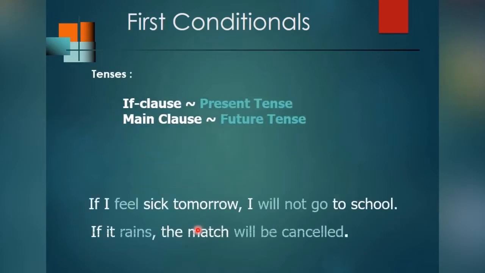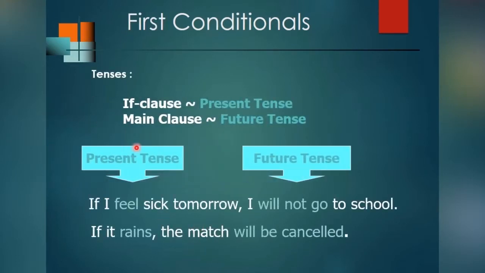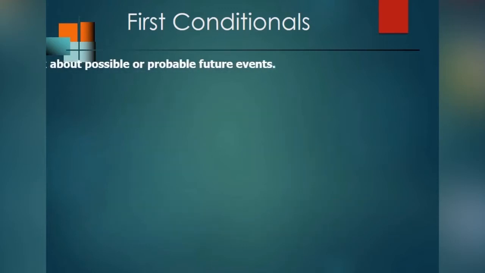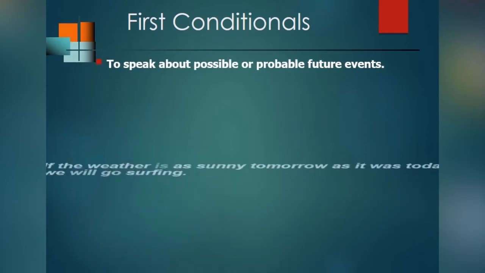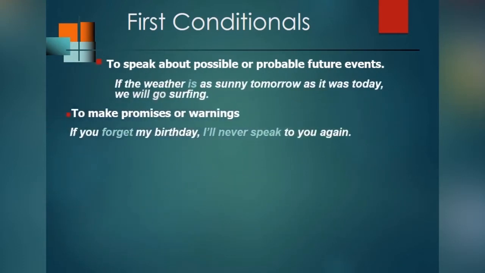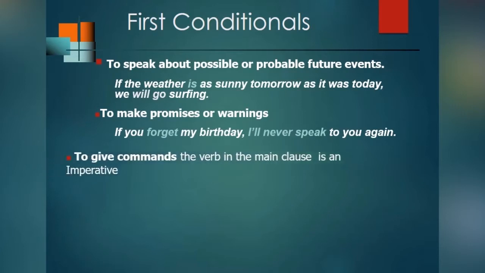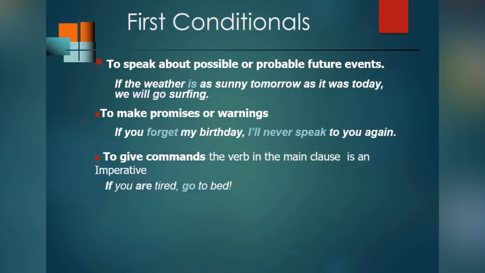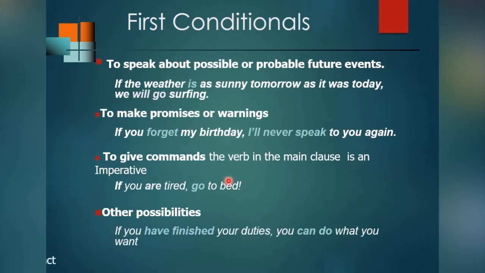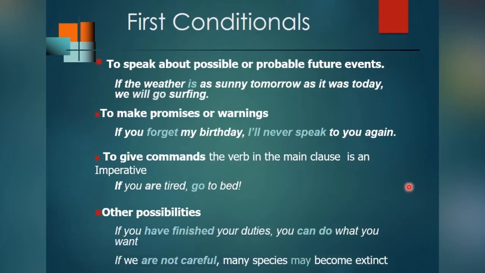The tense we use in the first conditional: in the if clause we use present, and then in the result we use future with will. This is the most basic structure. But with the first conditional, which we use to speak about possible or probable future events, there are other possibilities. For example, we can use imperative, right, when we want to give a command. Other possibilities are the use of present perfect and the use of different modal verbs, as you can see here.